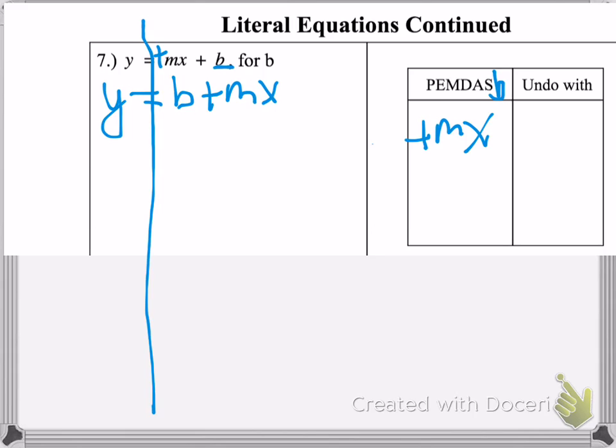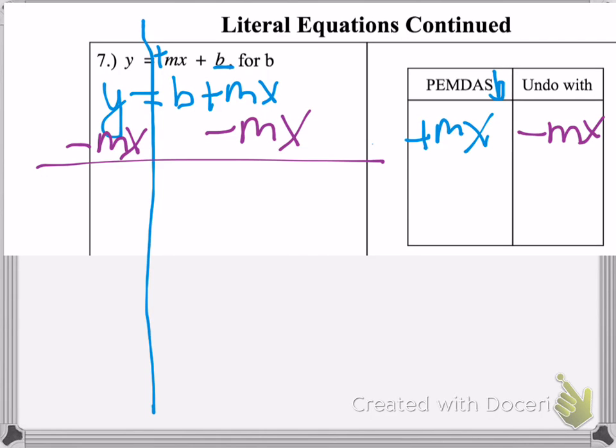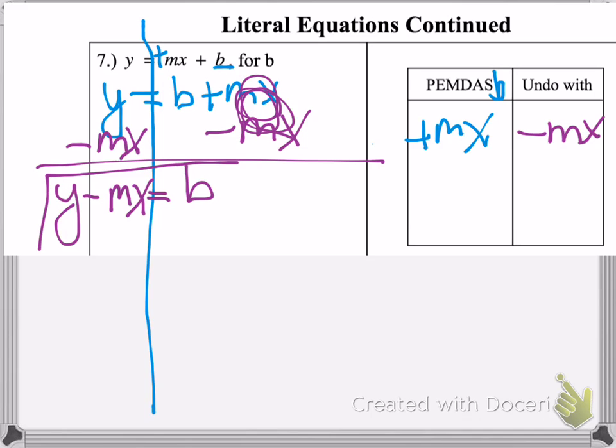So we can undo that plus mx with minus mx, because remember those are together, because they're multiplied together. So minus mx on this right side, I'm going to do minus mx on the left side. So we get y minus mx. Those are not like terms. We have b, and then you have mx minus mx. That cancels each other out, and you get nothing left over. b equals y minus mx, all done.